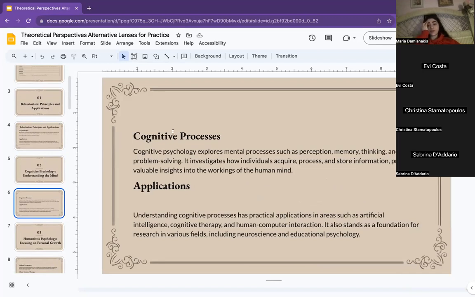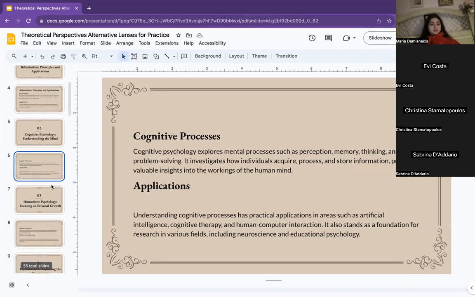And then for applications, we have to understand the cognitive processes and how they have practical applications in areas such as artificial intelligence, cognitive therapy, and human-computer interaction. It also stands as a foundation for research in various fields, including neuroscience and educational psychology.